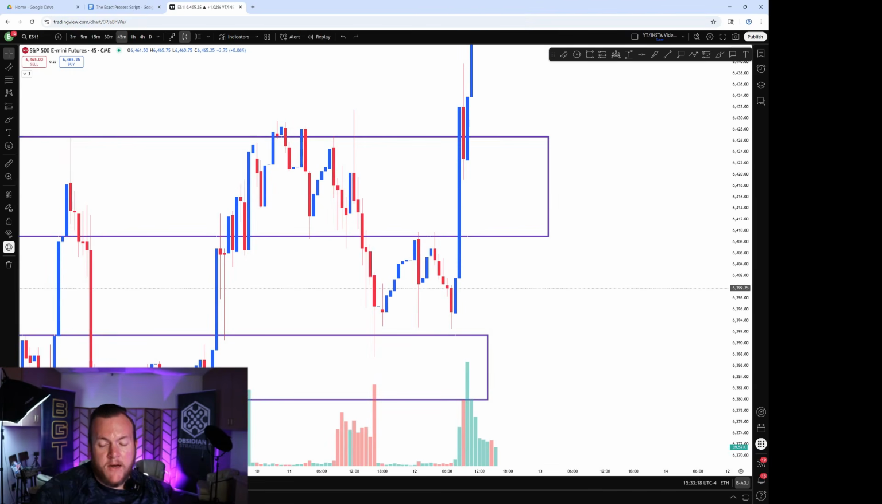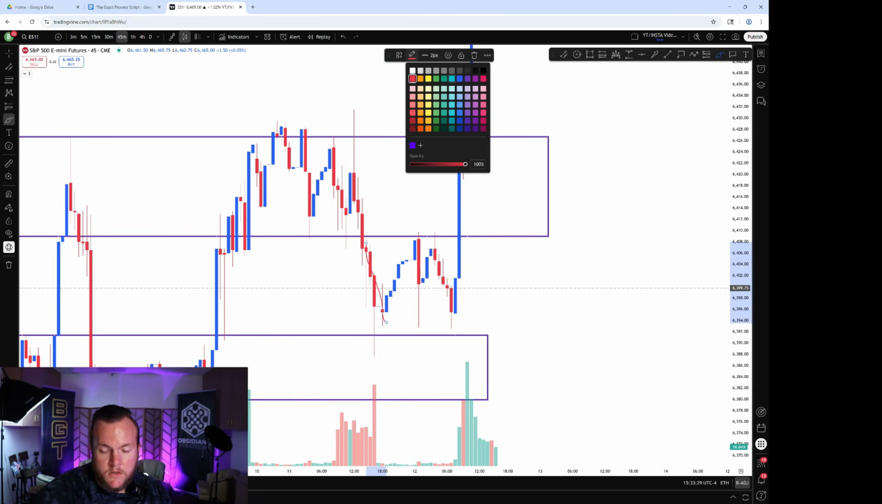Well, it's very simple. Obviously, CPI gave us a big launch up today. But the rest of the reason is very simple. We failed this supply zone. Make this a different color so it's easier to see.